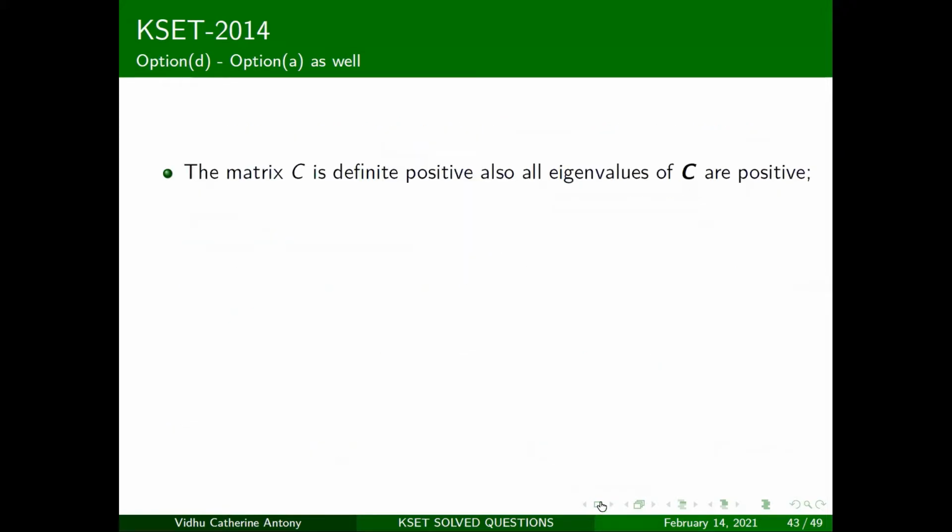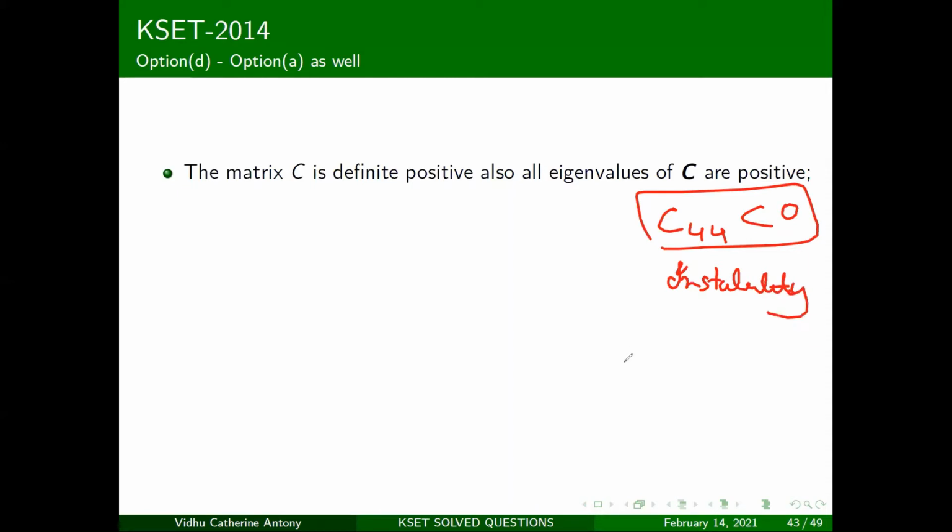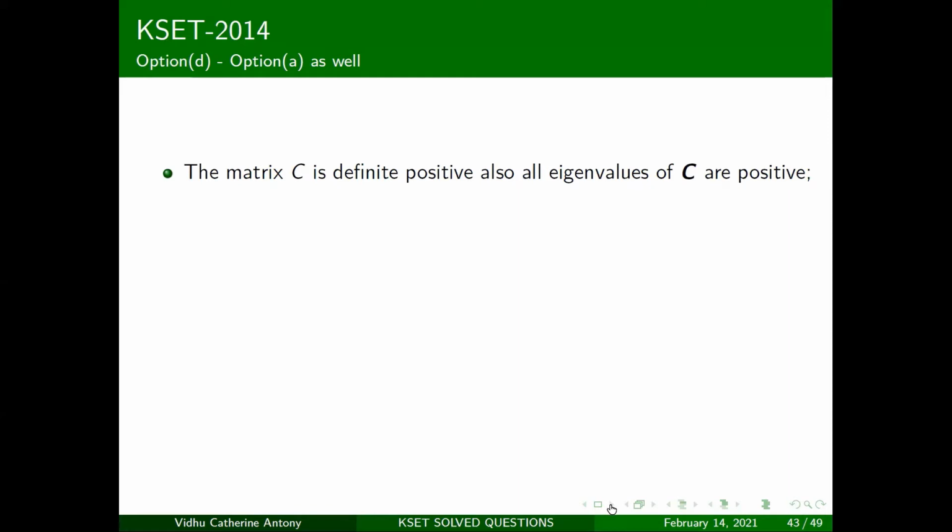One important thing to note is that the C matrix is positive definite. Also, all eigenvalues of C are positive. That's very important to note. So in case you see C44 less than 0, that means that it is an instability that you see. Instability. So that's the option A that you saw earlier. These are necessary and sufficient conditions.